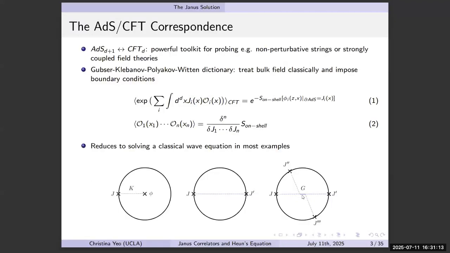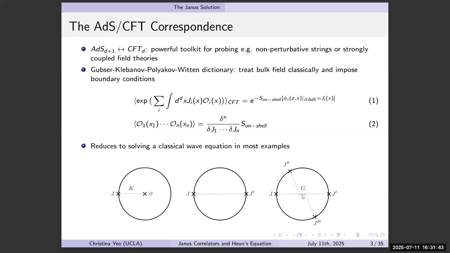So first, the AdS/CFT correspondence, pretty much preaching to the choir here, but since its inception, it's given us a very powerful toolkit for looking at problems that were previously extremely difficult to look at, such as non-perturbative string dynamics or strongly coupled field theories. Although we've learned a lot about the correspondence over the years and expanded the dictionary a lot, we still have a lot to learn about it.